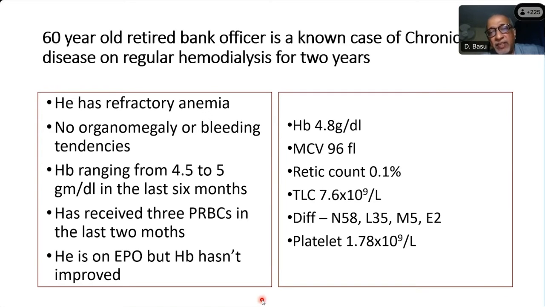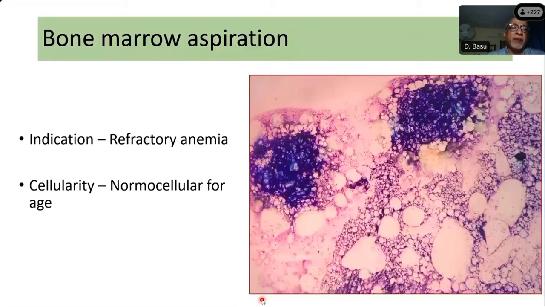MCV is borderline on the higher side. It's high normal, towards the higher normal side. Perfect. Differential count, total count, platelets are all adequate. Okay. So the indication for this bone marrow to be done was a refractory anemia, right? What do you think is the cellularity of this marrow on the aspirate?